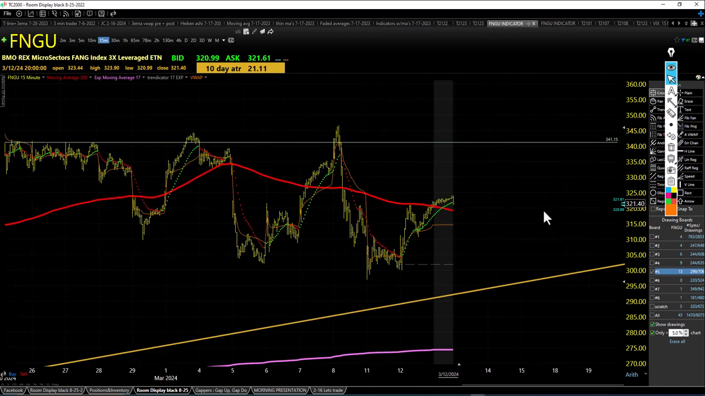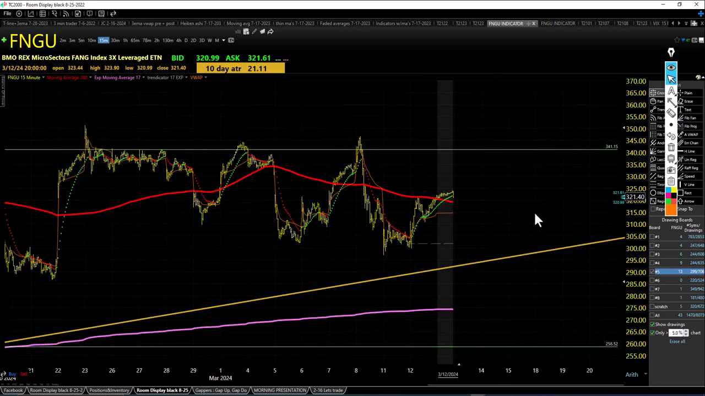Now, if you want to see the trade that I took, I will play a video for you. What is the thick red line? That is the 200 SMA on a 15-minute chart.